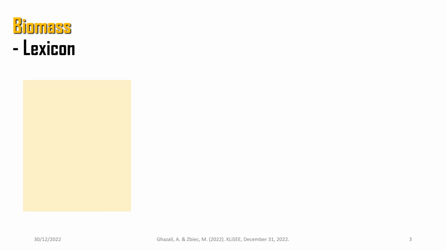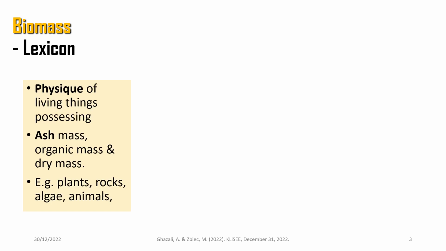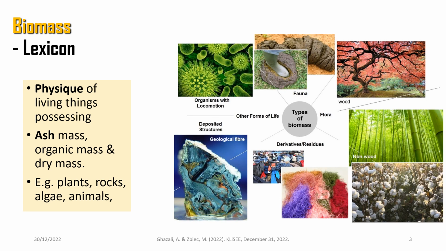So to make sure that we are on the same page, let us agree that biomass refer to the physics of living things, quantifiable as ash mass, organic mass, and dry mass. Biomass can be of plant origin, animal droppings, geological structure, viruses, microbes, their derivatives in the form of threads, clothes, or silk. And this study focuses on plant leftovers from meals and plantation.